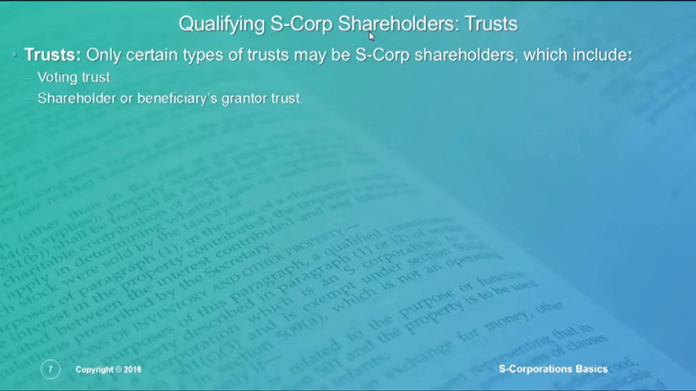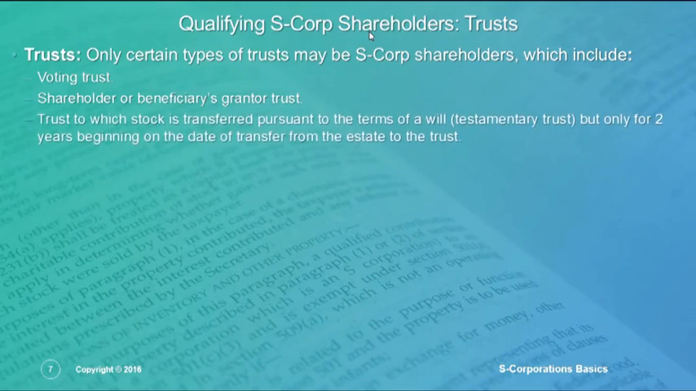Now, one of the tricks about this, though, is a grantor trust does typically become irrevocable when a trustor dies. And so in that instance, you need to make sure it still meets the other requirements for the trust. So a trust to which stock is transferred pursuant to the terms of a will, which means it's a testamentary trust, but only for 2 years beginning on the date of the transfer from the estate to the trust. So this means that you've got basically a 2-year period where stock can be held in trust if you transfer it pursuant to a will.